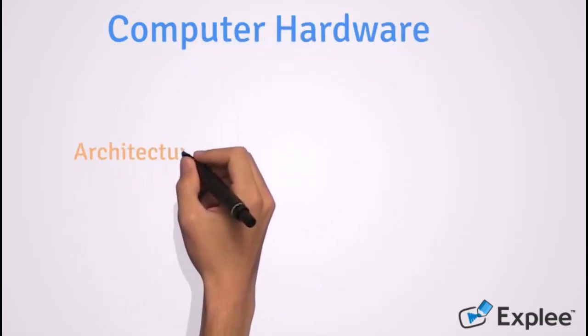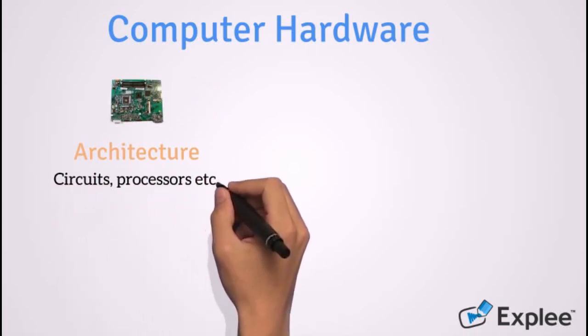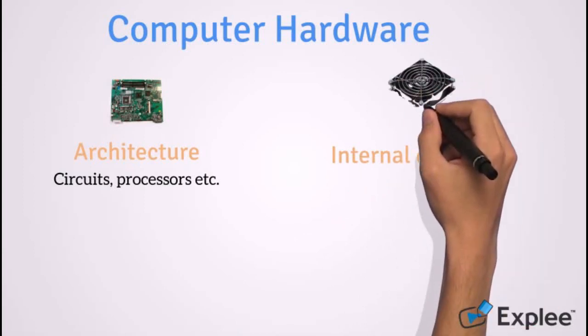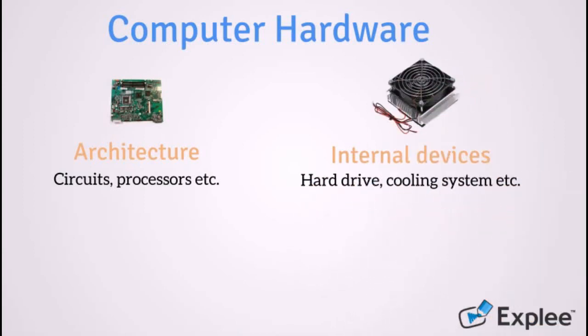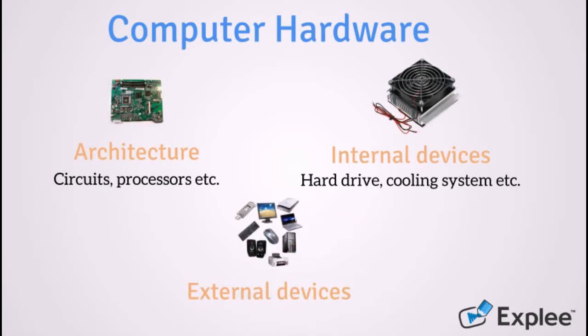The basic hardware of a computer composes its architecture, which is things like circuits, microchips, processors, memory, and cards. Internal devices, those that are inside the computer case but are not part of its architecture, like internal hard drive or cooling system, USB connector, etc. And finally, external devices that are attached or linked to a computer, like keyboard, mouse, printer, etc.